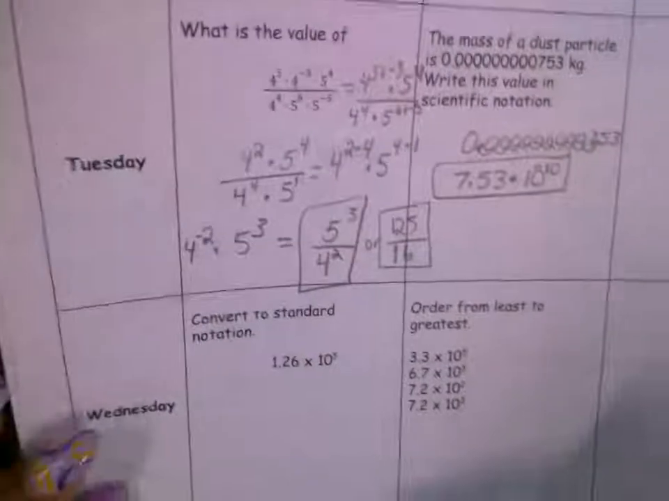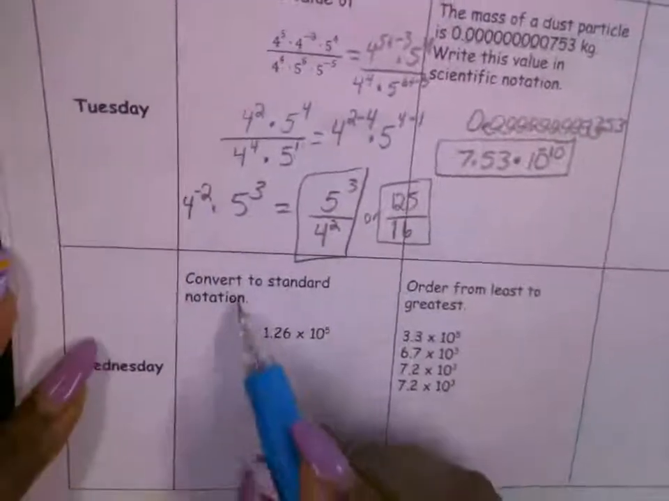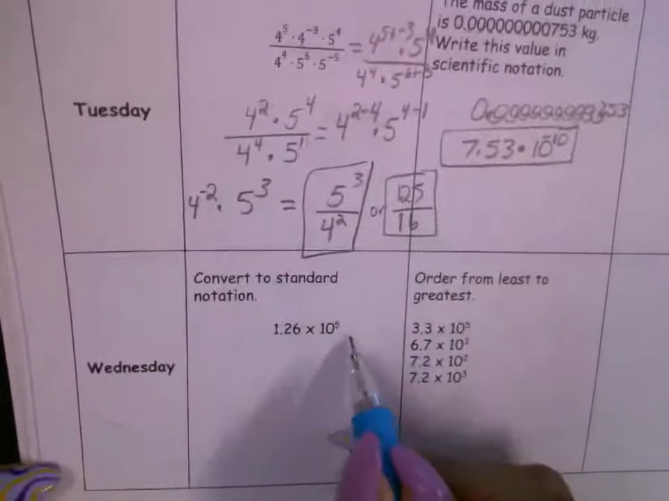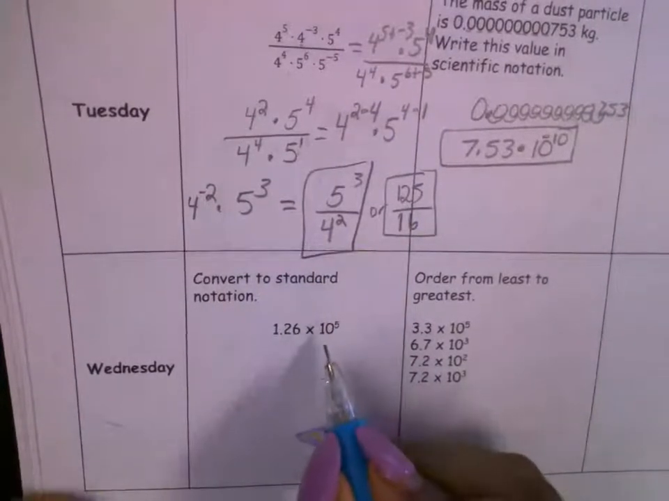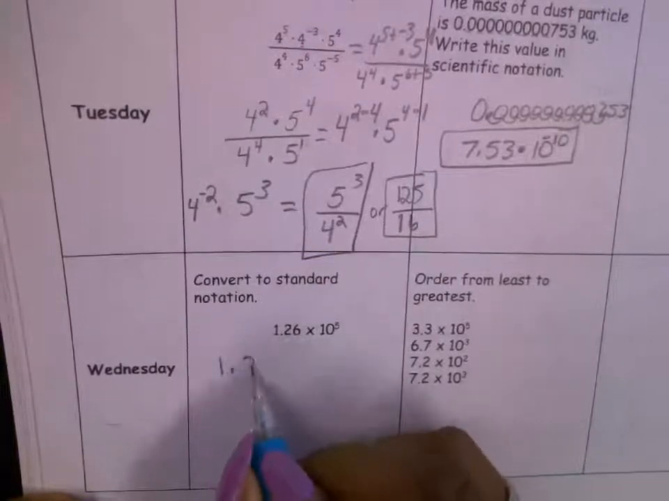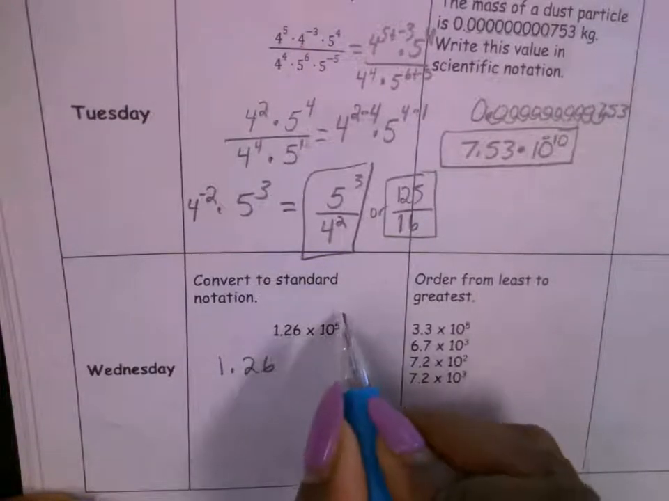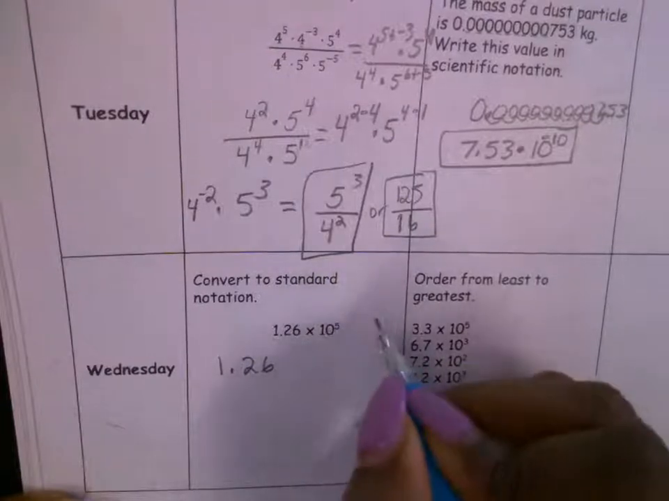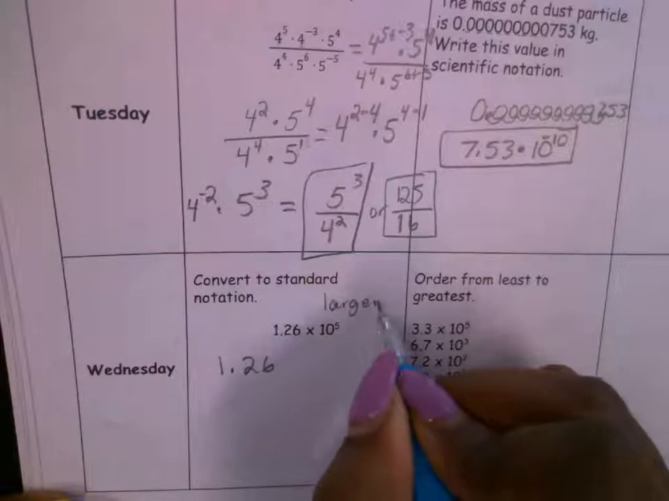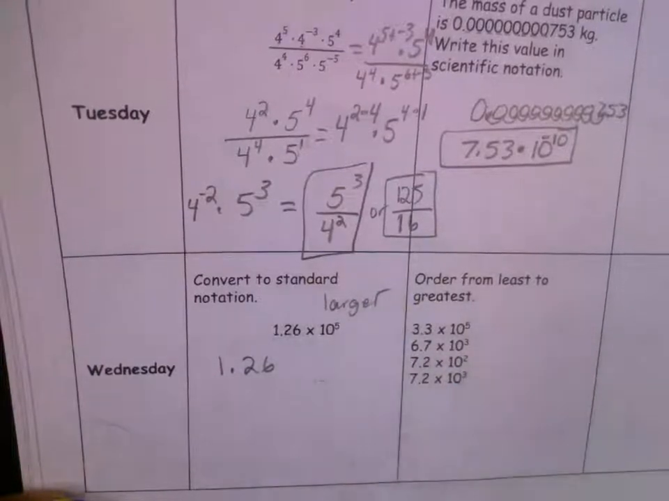Okay, so I'm gonna do this one. It says convert to standard notation. That means the original state of this number. So this is how you do this. You rewrite the number, and since this is a positive exponent, it means that your number is going to get larger. A negative exponent means that you move the decimal so that your number gets smaller.